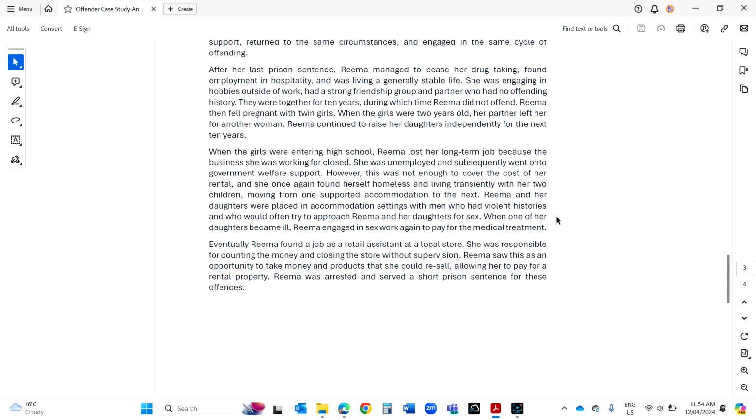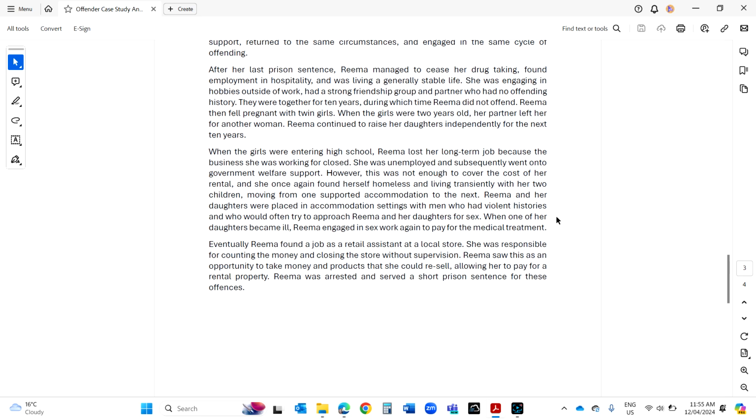She was not receiving enough welfare to cover the cost of her rental. So her and her young children are all on the street living transiently. Very similar situation to that which she was in when she was younger. They were placed in accommodation settings with men who had violent histories. So this is where we start to see that gendered violence and the associated trauma picks up again for her.